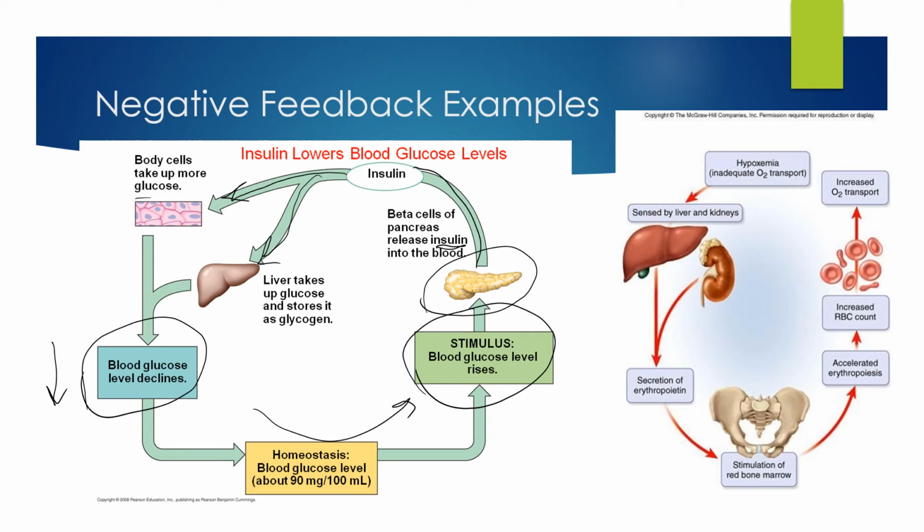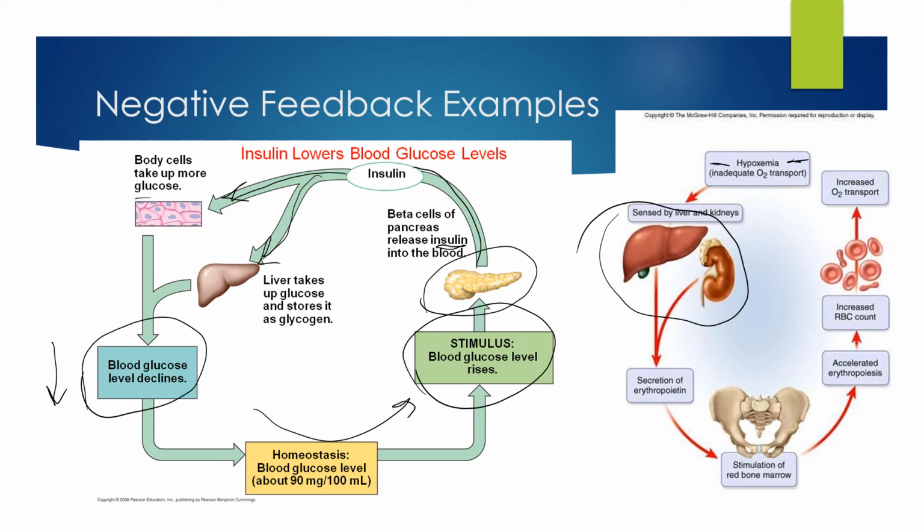And the example on the right is talking about red blood cell production. So let's say we don't have enough oxygen. We are in a state of hypoxemia. There's not enough oxygen in our blood. So our liver and our kidneys are going to recognize this. They're the sensors. They tell us that, hey, there's a stimulus of too little oxygen here.